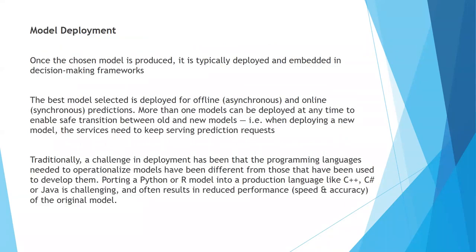Now, this is where, after doing all this, after understanding so many things, we come to the model deployment process. Okay. The best model is usually selected for offline or online prediction. Now, it depends on the system requirement. Of course, you can deploy multiple models at any time to safely transition between old and new models. Even when you are deploying the new model, the services need to keep serving prediction requests.